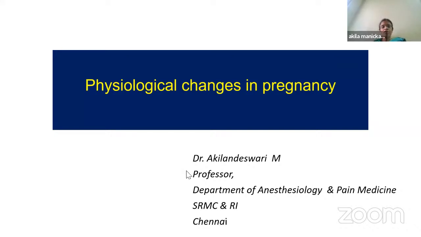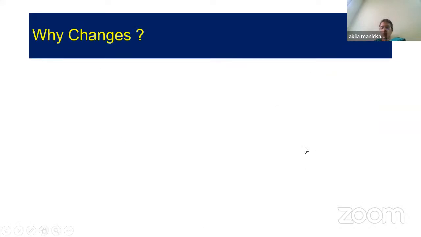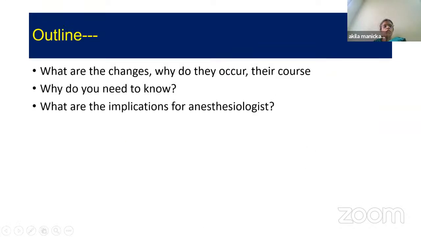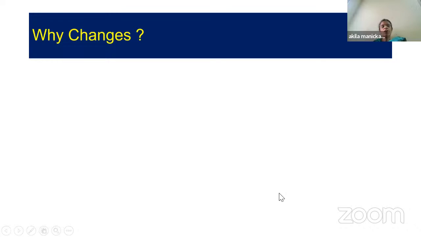Talking about physiological changes in pregnancy and their anesthetic implications, the outline of my talk is going to be: what are the changes that are occurring in the course of pregnancy, why do they occur, and what is their course with regard to the first trimester, second trimester, and third trimester, and why do we need to know these, and what are the implications for the anesthesiologist.